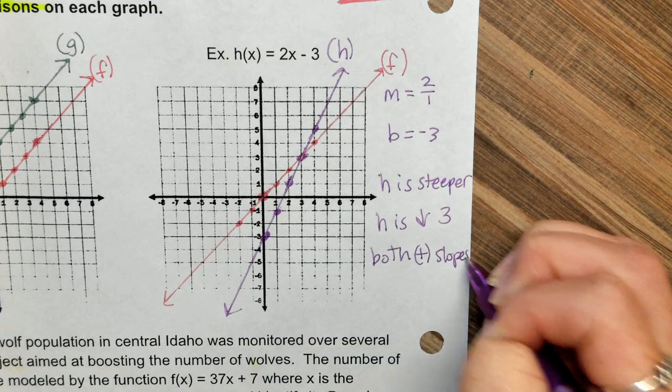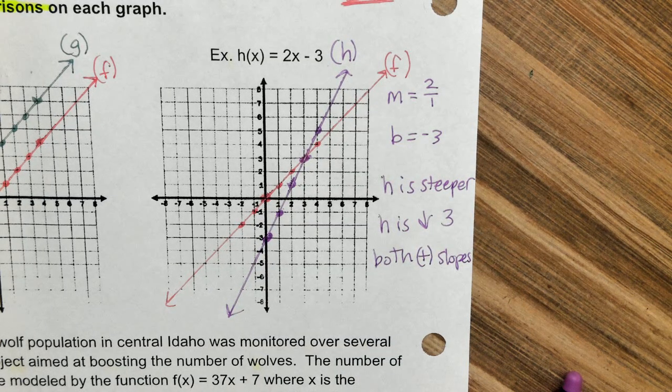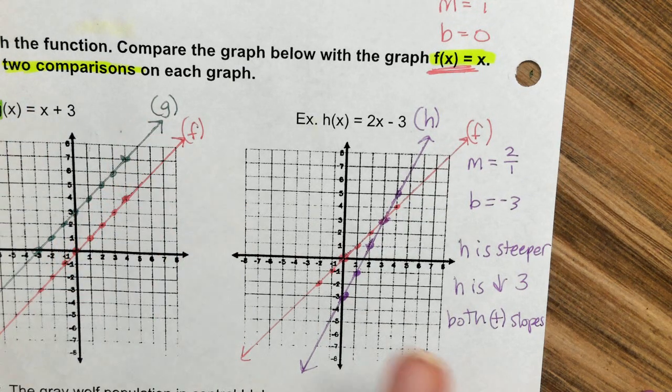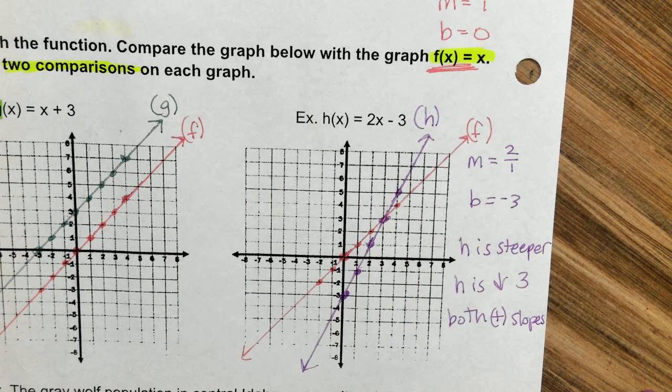I gave 3 comparisons. You only need how many? 2. Are y'all good with what happened? The point of this is that you understand when you change the y-intercept, it shifts it up and down. When you change the slope, it makes it steeper or less steep. Make sense? Okay, go to the bottom.